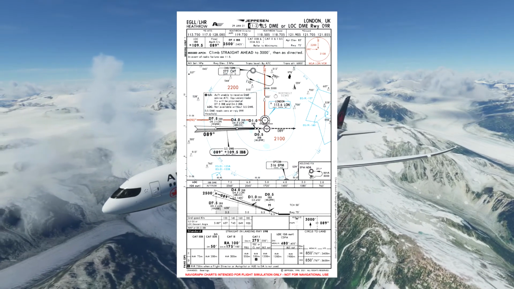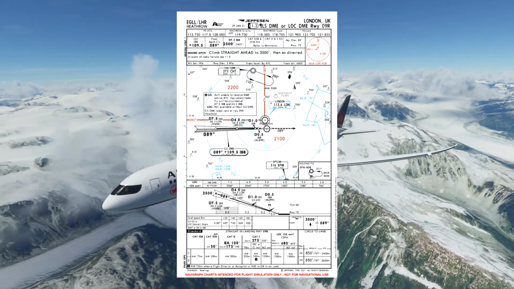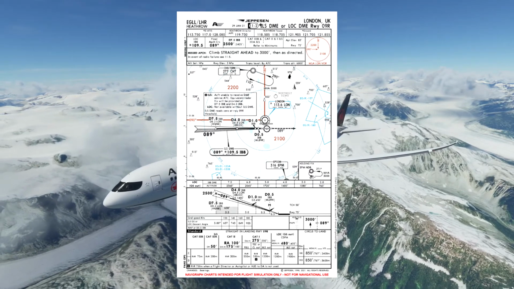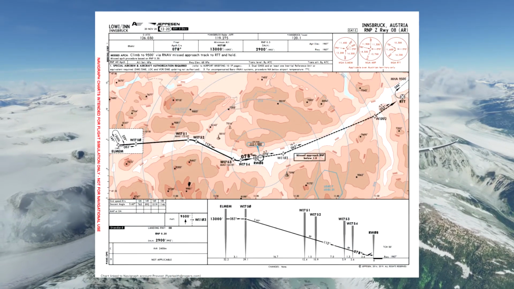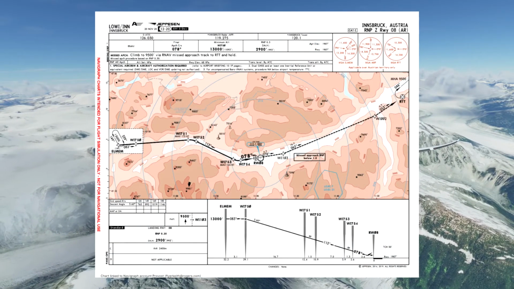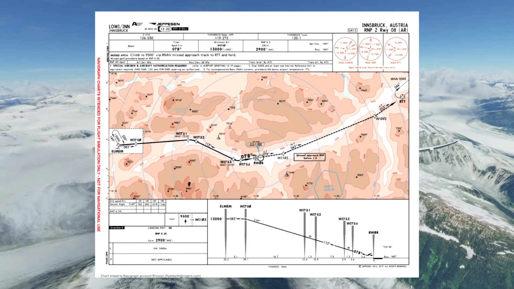Again, this is the one you're going to see most of the time. The next one you're going to see is the RNAV, or what's now being referred to as the RNP.